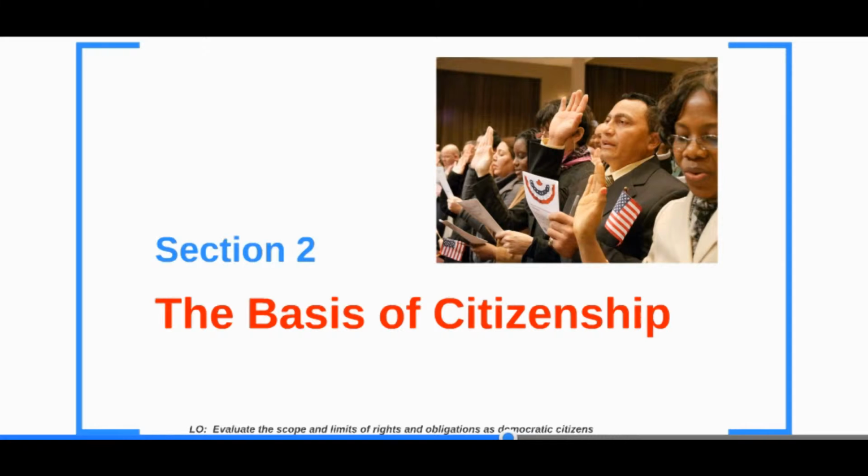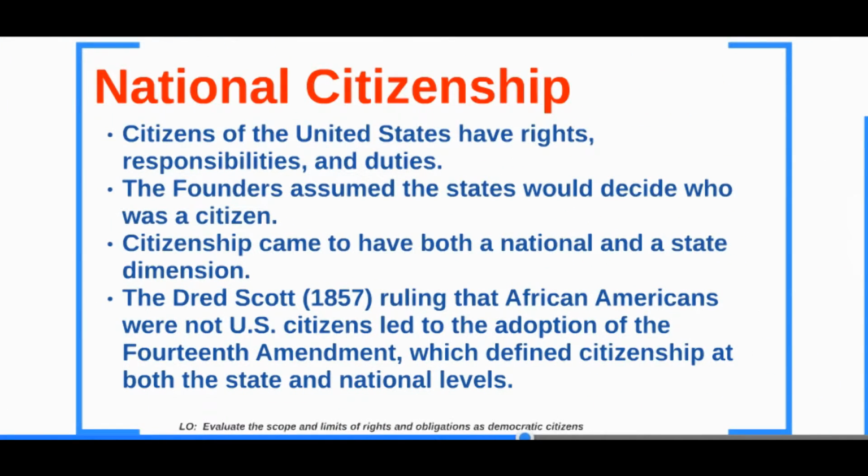Section 2, The Basis of Citizenship. National citizenship. Citizens of the United States have rights, responsibilities, and duties. The founders assumed that the states would decide who was a citizen. Citizenship came to have both a national and a state dimension. The Dred Scott 1857 ruling that African Americans were not U.S. citizens led to the adoption of the 14th Amendment, which defined citizenship at both the state and national levels.